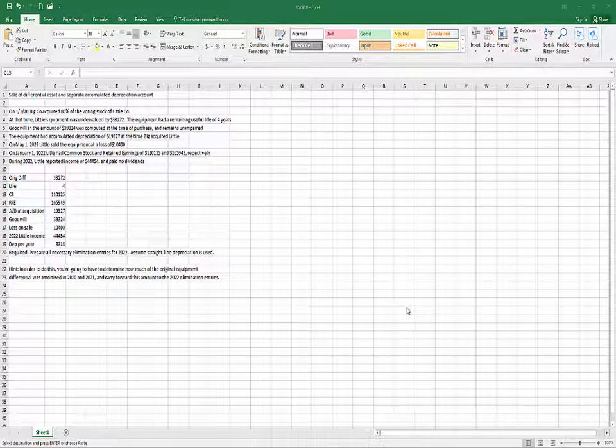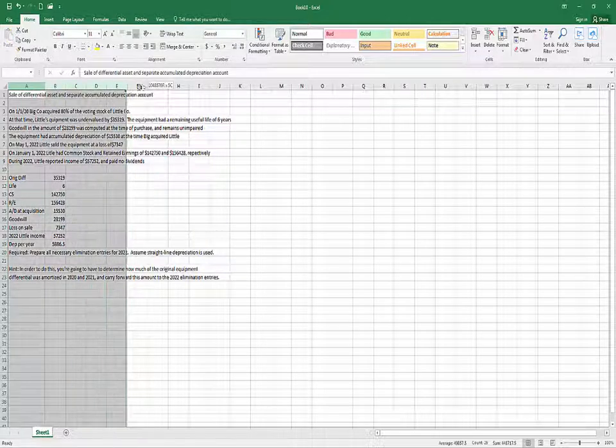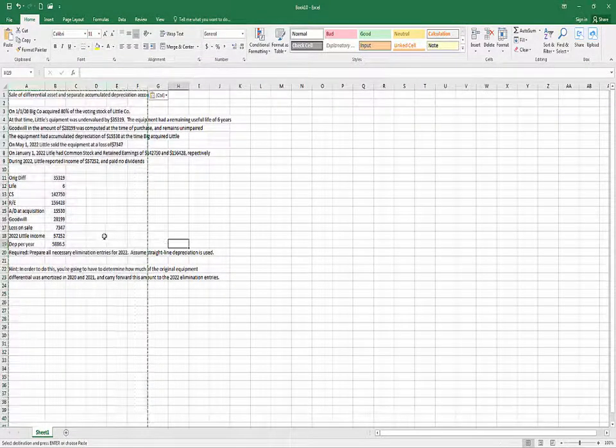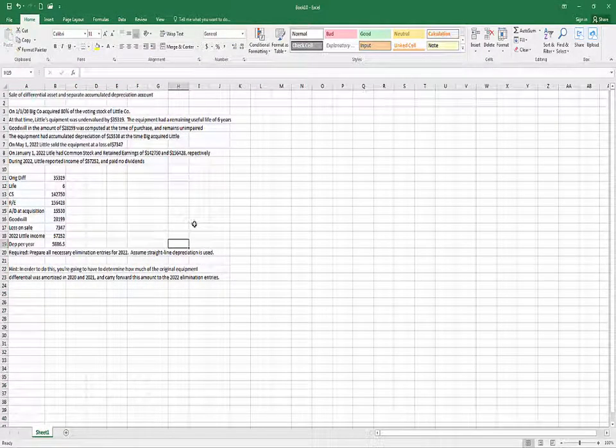Let's go ahead and go through the solution to the problem involving the sale of the differential asset when a separate accumulated depreciation account is used. And as always, we've got a bunch of random numbers here, and the first order of business: copy and paste as values. That makes them all not variable.